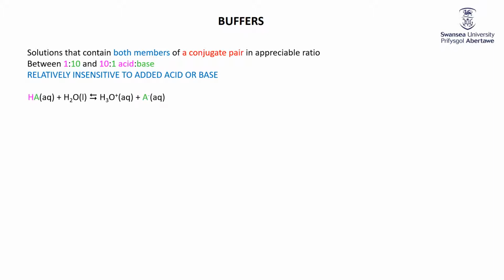The thing with the buffer solution is that it makes the solution relatively insensitive to added acid or base. That's because when we think about what we've got in here, we've got the acid, we've got the base, and we've got quite a bit of both. If you add some acid to it, the H3O+ that you add will be neutralized by the existing A-. So the reaction goes to the left: H3O+ plus A- react with each other. We don't have any H3O+ anymore. We'd expect a big pH change, but it's gone because we've got enough of the conjugate base in there to neutralize it.